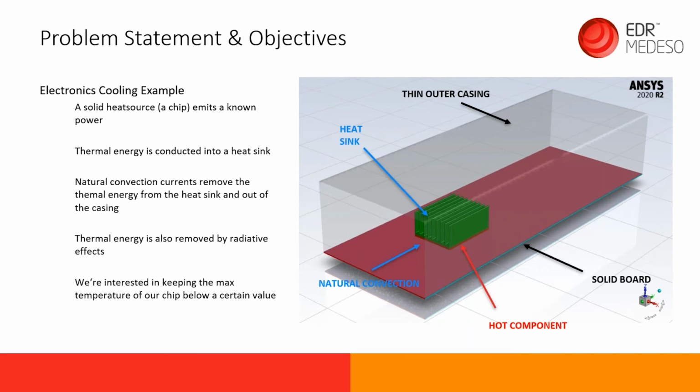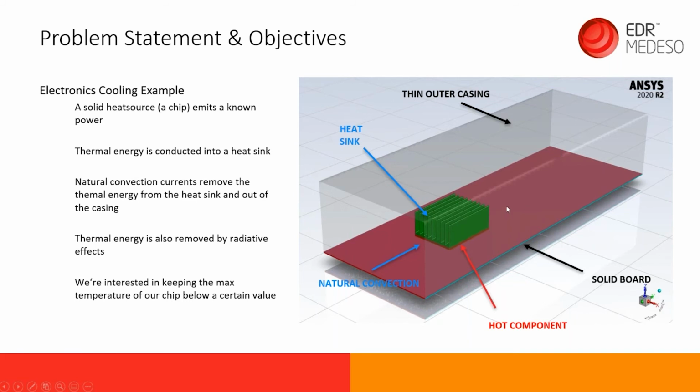It's always very difficult to find an example that means something to everybody, but from a physics point of view, this is fine. In this example, we've got a chip which is emitting a known power, converting itself to thermal energy. That gets conducted into a heat sink, another solid region here, which sets up a natural convection flow.